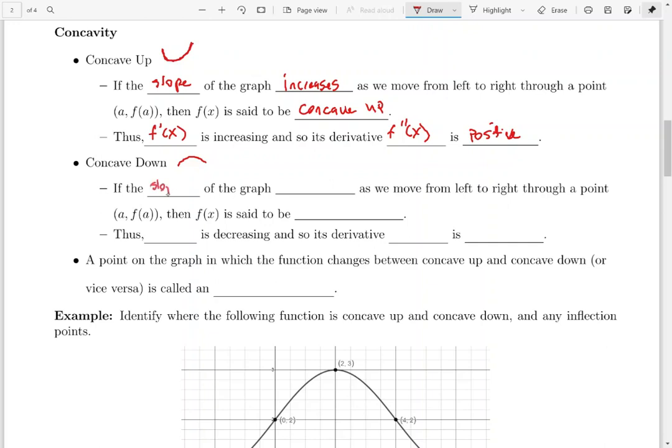On the other hand, if the slope of the graph decreases as we move from left to right through a point, and that point is (a, f of a), then f of x is said to be concave down, or we could say that the first derivative, f prime of x, is decreasing, and so its derivative, f double prime of x, is negative.